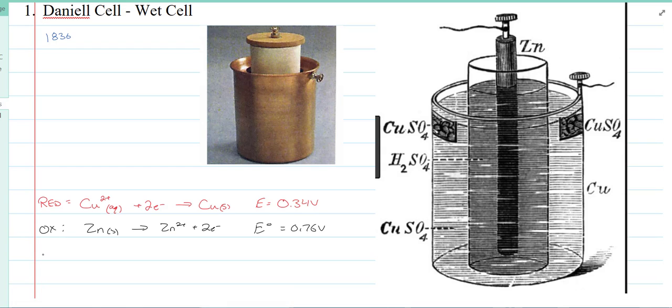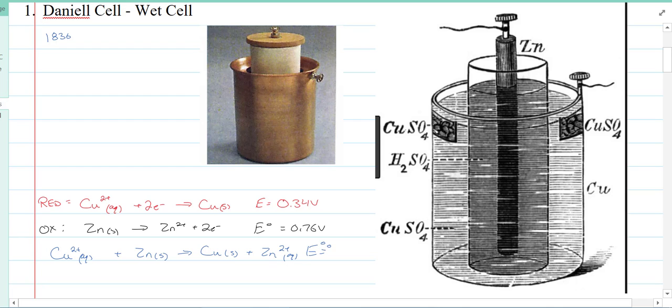And so overall, we have copper 2 plus aqueous plus zinc going to copper solid plus zinc 2 plus, with a standard potential of 1.10 volts. In this case, you can see sulfuric acid is our electrolyte, so you have sulfate in there as your anion. And that's 1836. It's pretty good.